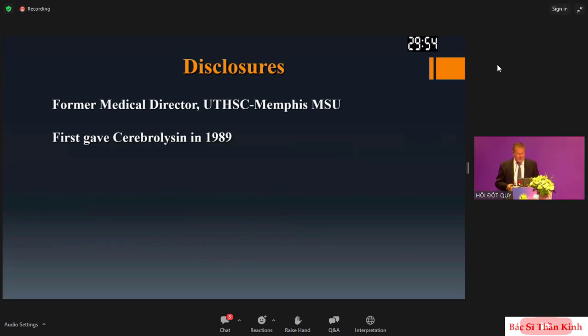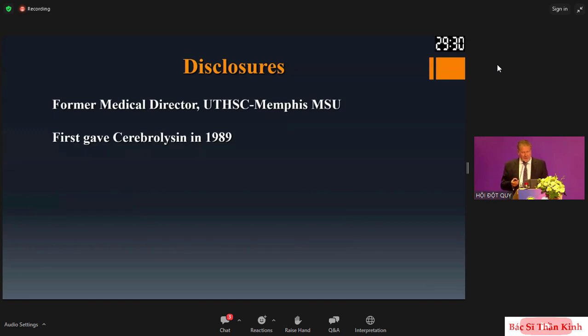My disclosures are that I am not in charge of a mobile stroke unit at the moment, just because I moved from Memphis to Phoenix. And I can claim that I'm the oldest person, or with the longest experience, in giving Cerebrolysin in this audience. I gave it first in my first week of working as a doctor in Russia in 1989.